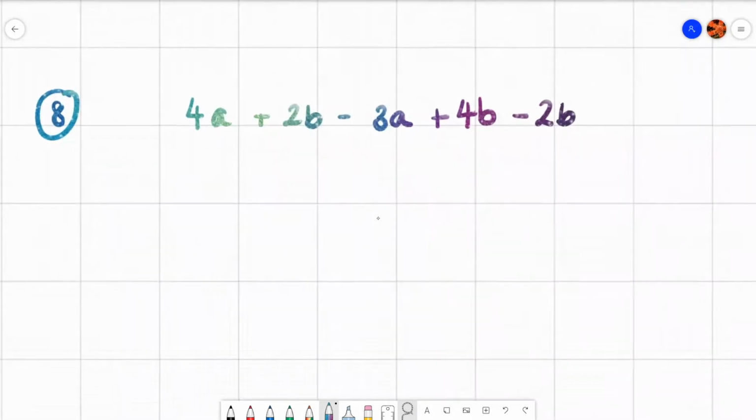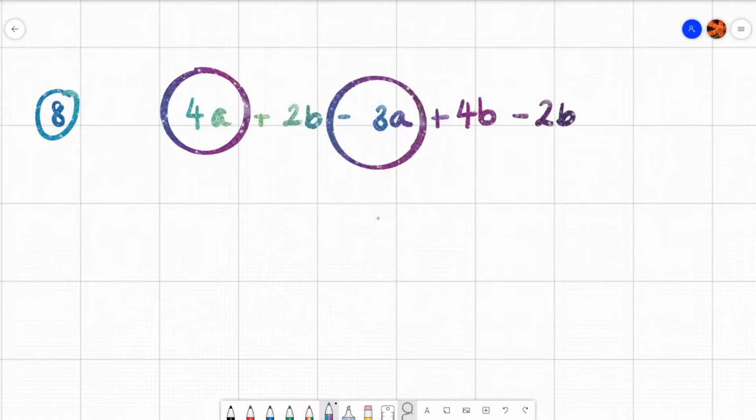Okay, so let's start off with the A's because that's just the first thing. 4A, have I got another A? Yep. Remember, if you circle the sign in front, it tells you what you're doing. So this time we're taking away. 4A take 3A is 1A. I'm just going to write it as A.